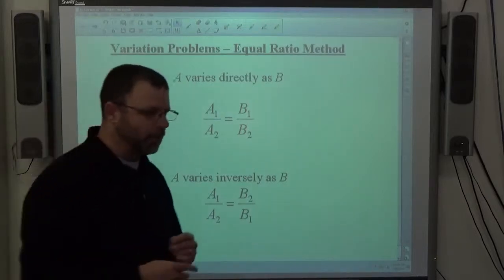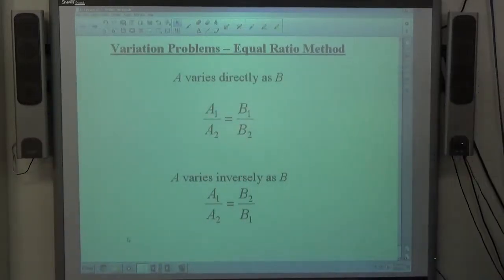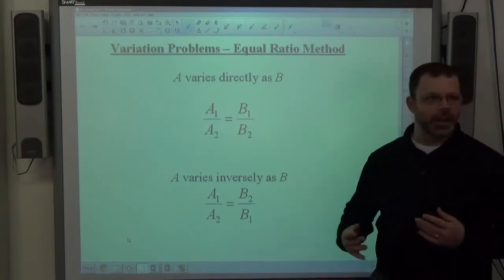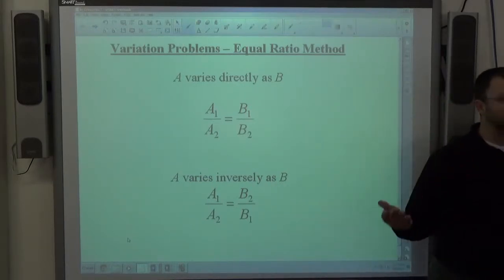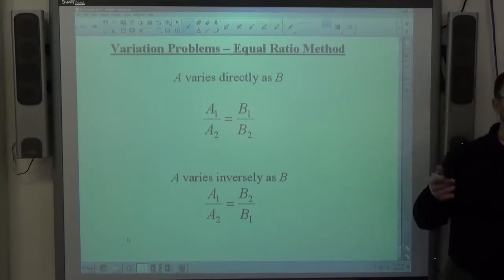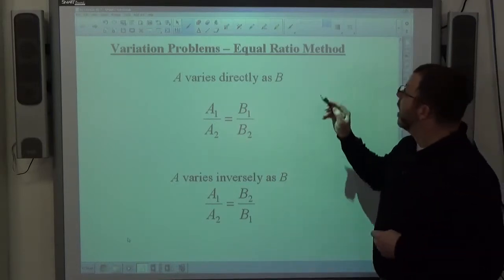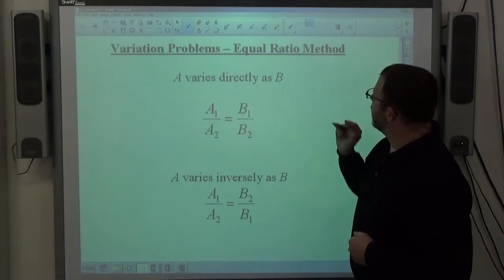What I have given out to you on this yellow sheet, this information here, we're going to do direct and inverse variation again. And again, it could say inversely proportional, directly proportional to. It means the same thing as varies inversely as. And the equal ratio method works like this.